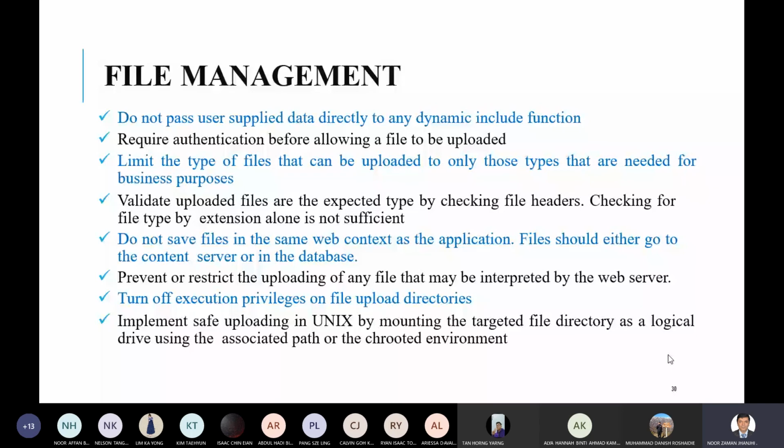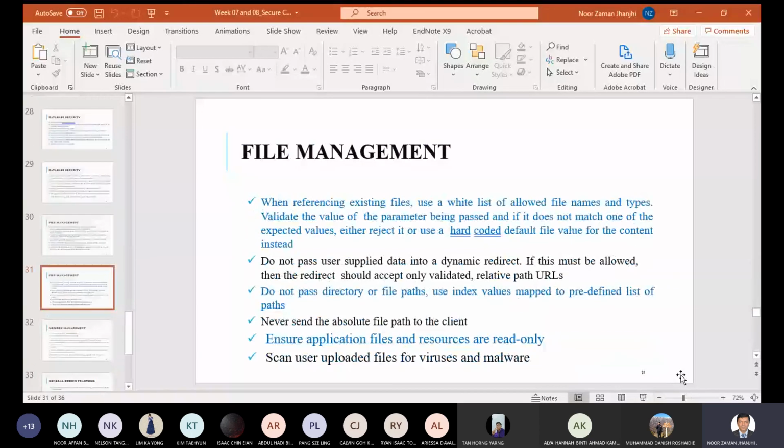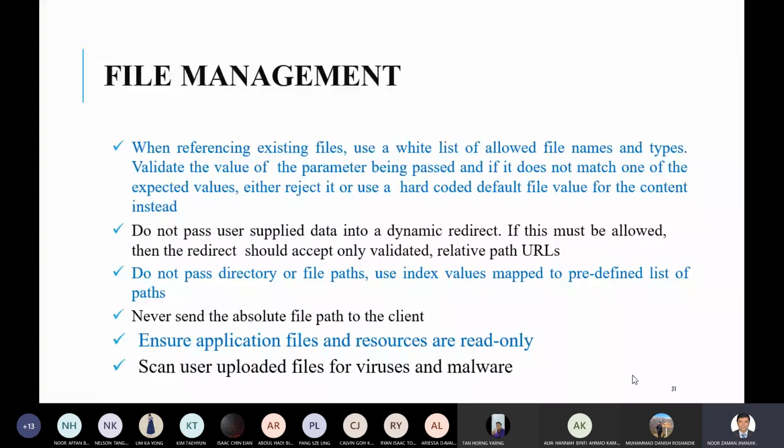We're almost done. We are just trying to wind up as we can go for the break. I believe this is the last slide only, or a few slides more only. So these are the file management. Maybe we just go a bit faster.